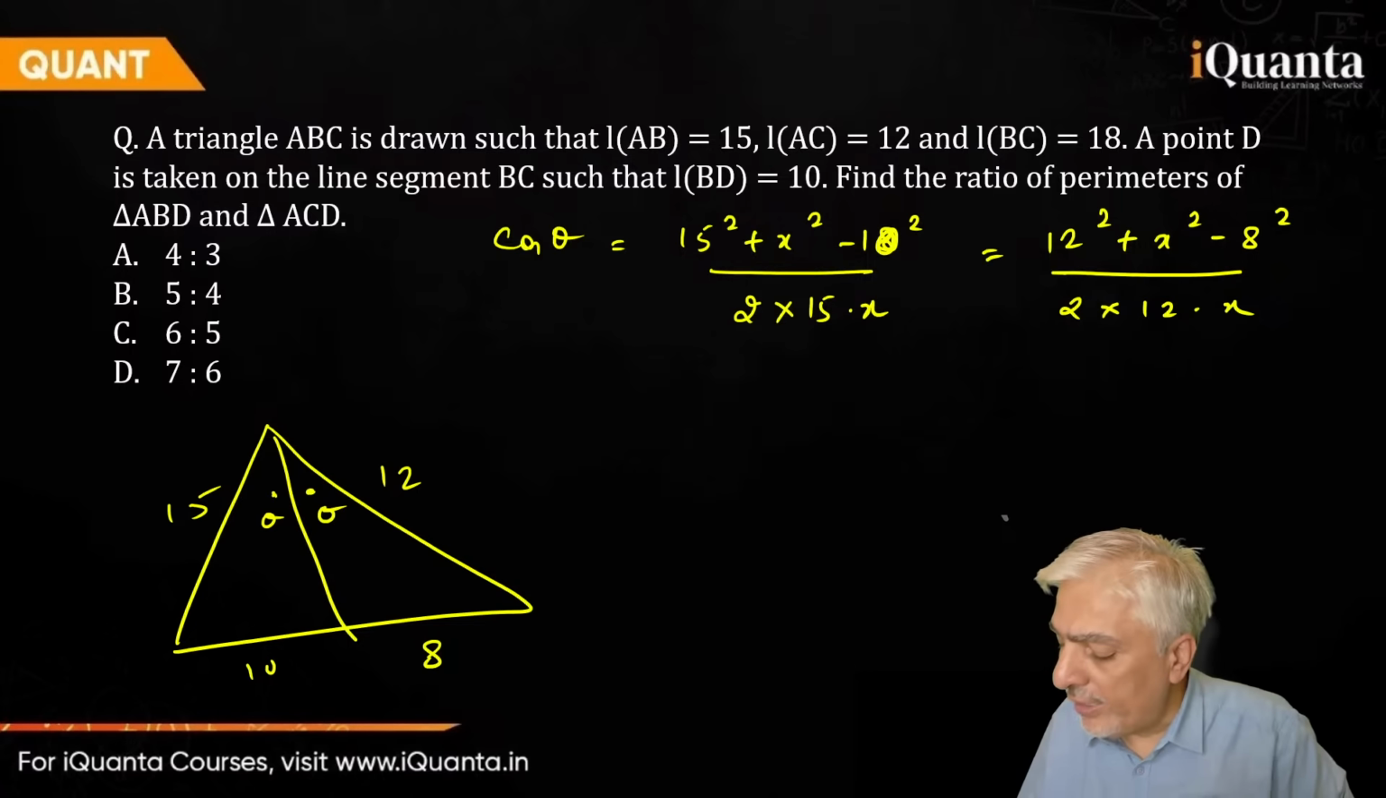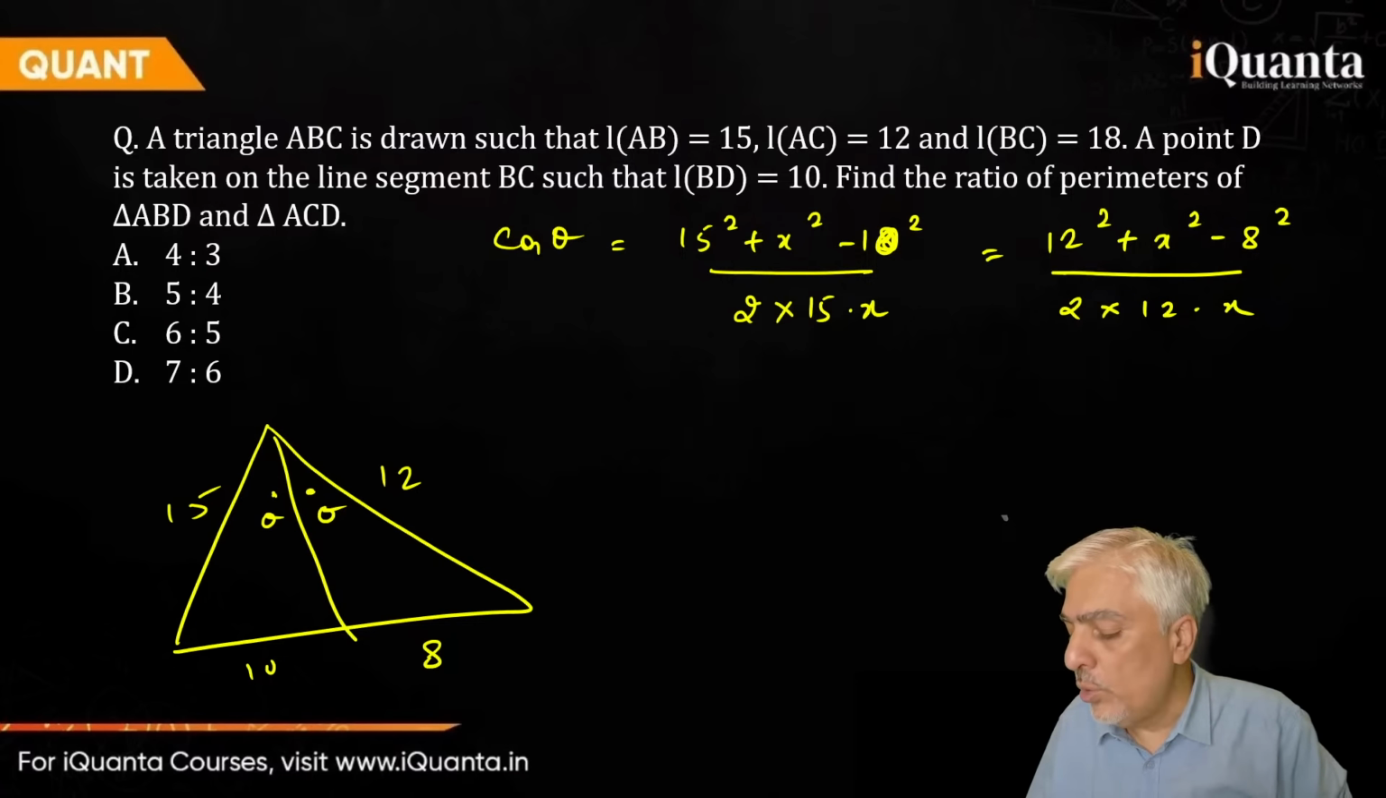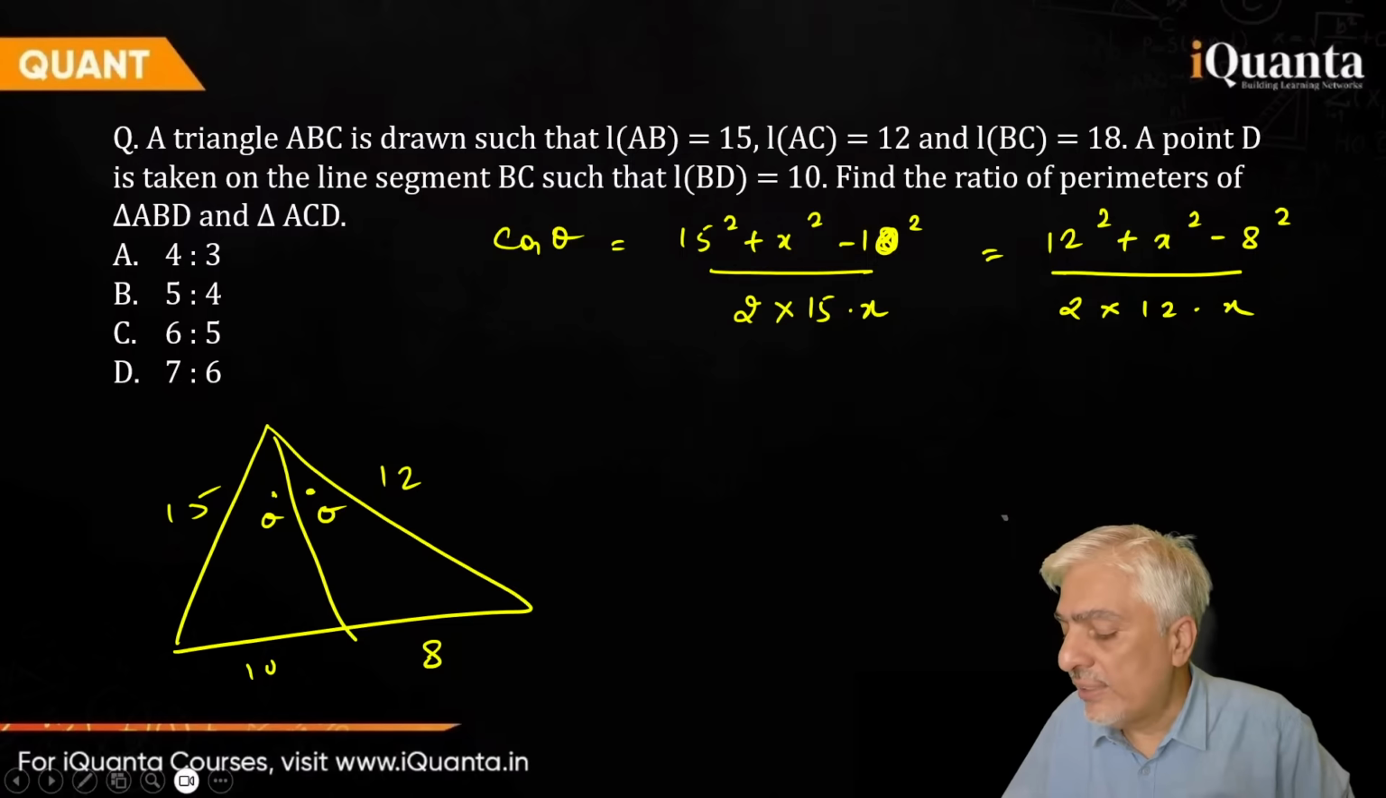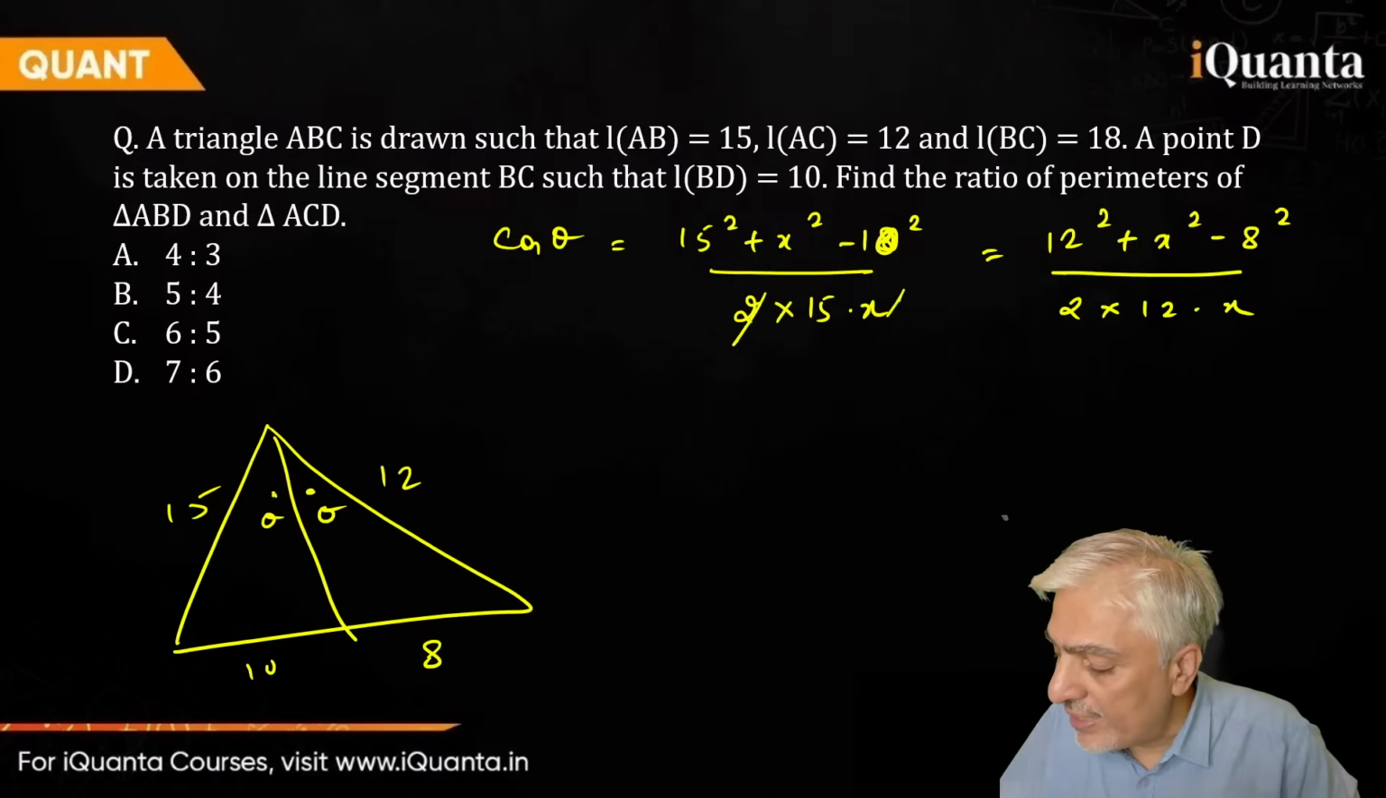Okay, I think we finally got it. 15 square plus x square minus 10 square upon 2 into 15 into x is equal to 12 square plus x square minus 8 square upon 2 into 12 into x. Both are cos theta, so equal. 2x cut on both sides. 3 5s are, 3 4s are.